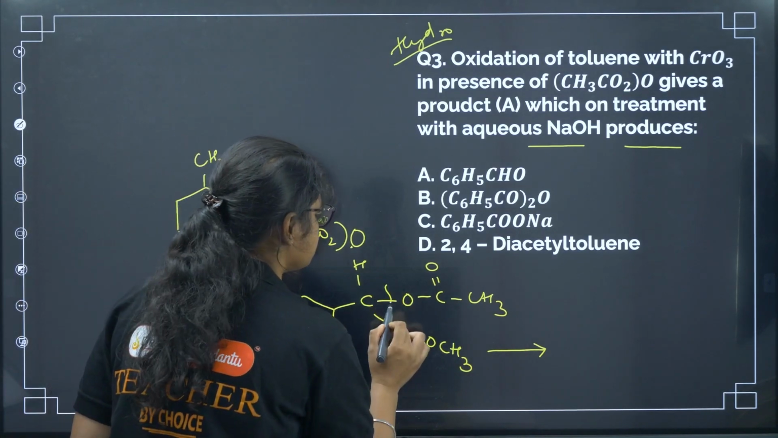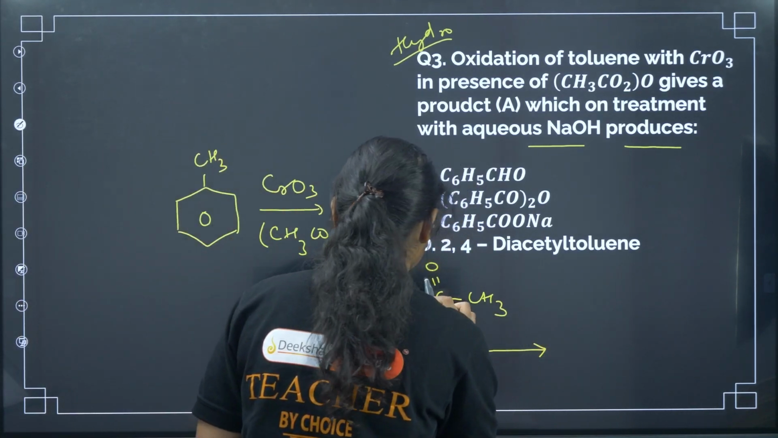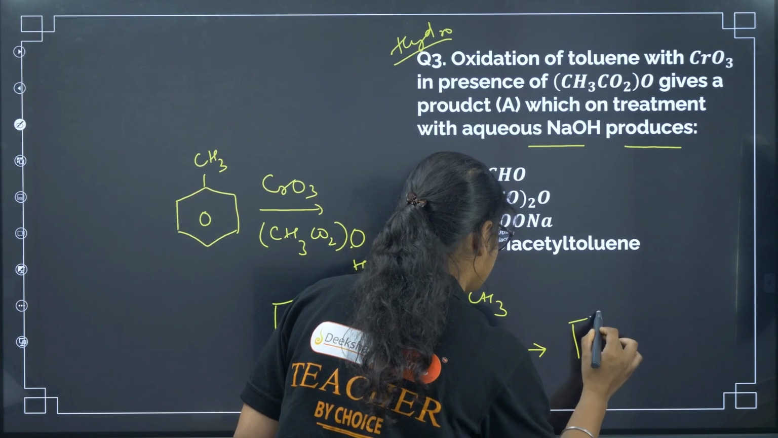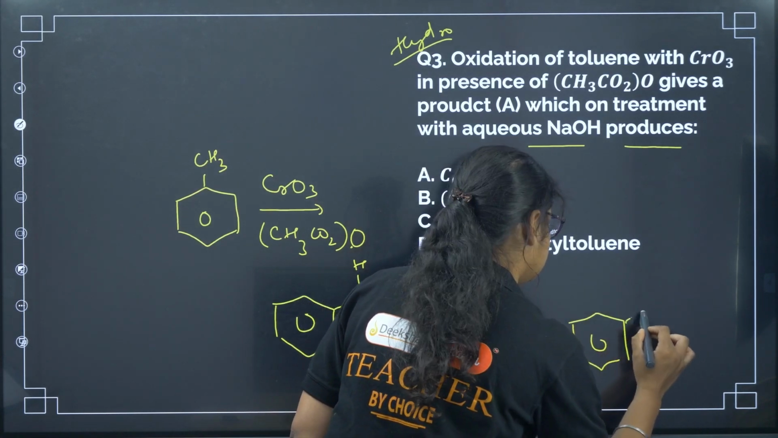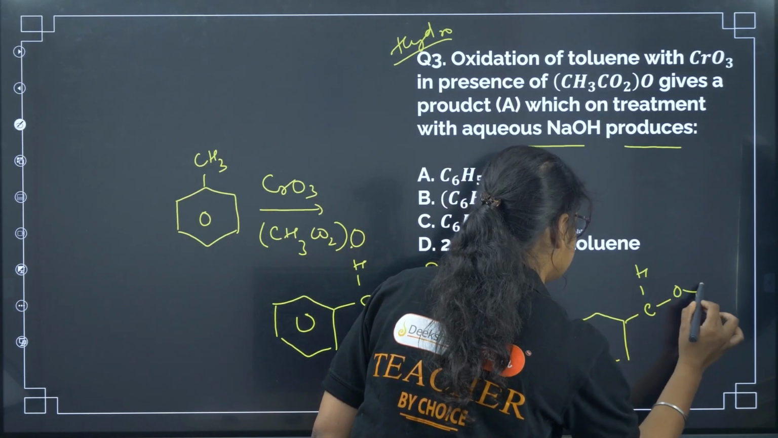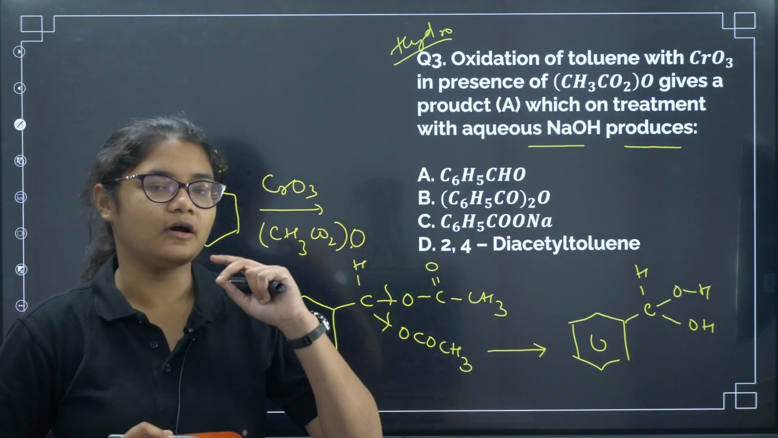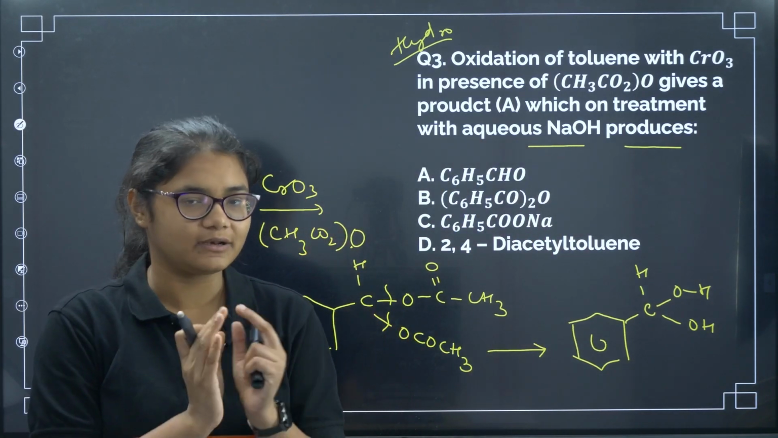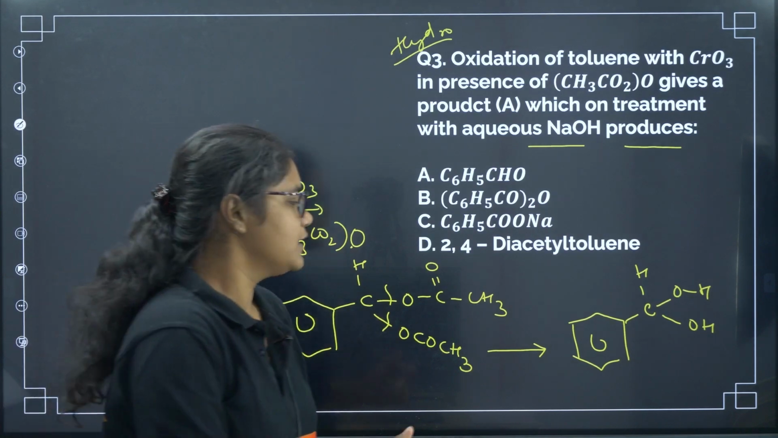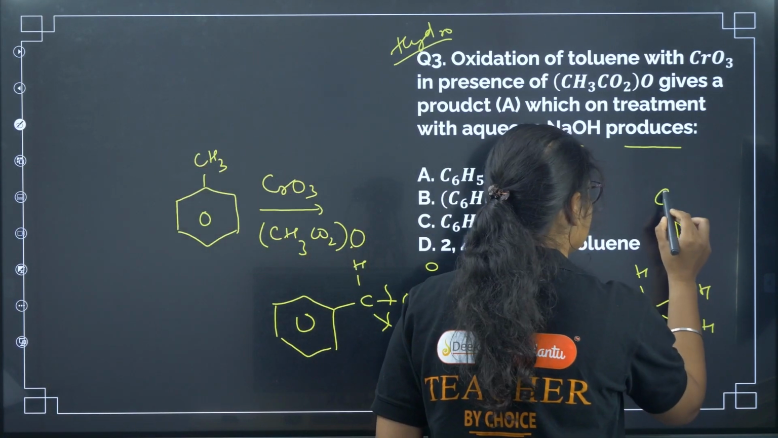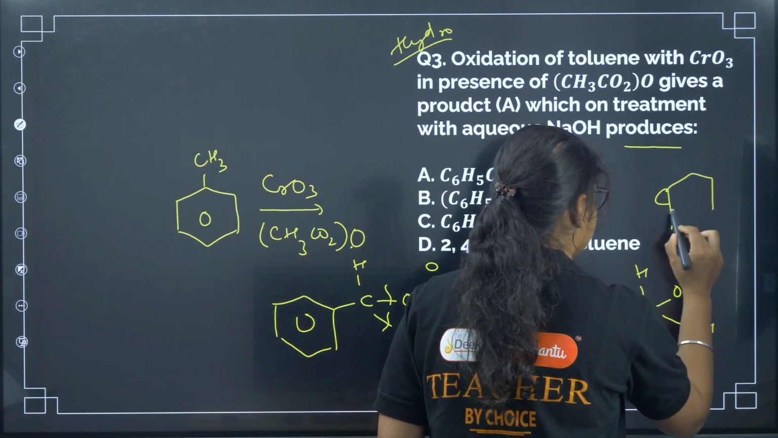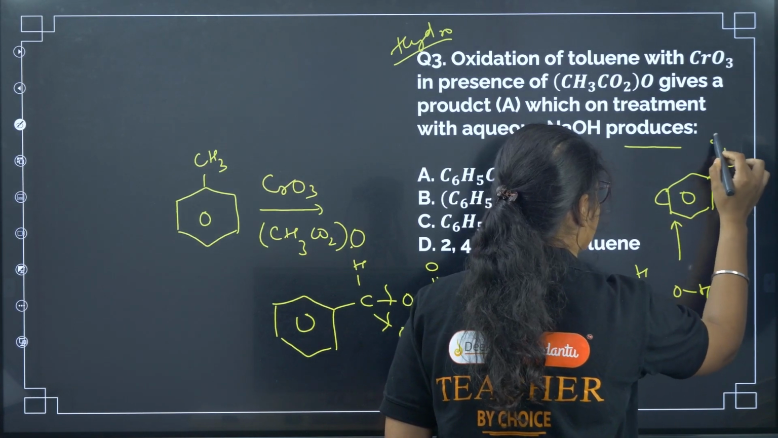Next, what happens when you give NaOH? So there will be cleavage of these bonds. Okay, and we will get this one forming CH(OH)2. And all of you know that 2 hydroxy groups on 1 carbon is not stable, there will be dehydration. So this one will give you the benzene ring, okay, with CHO group.